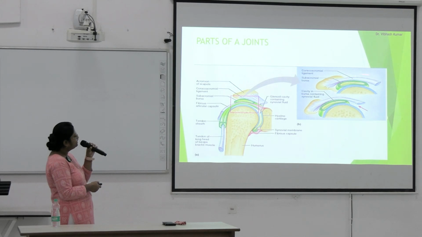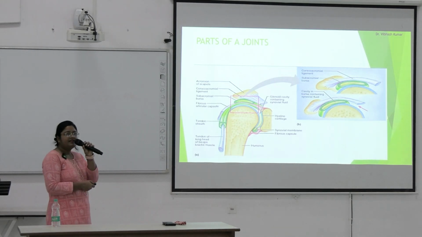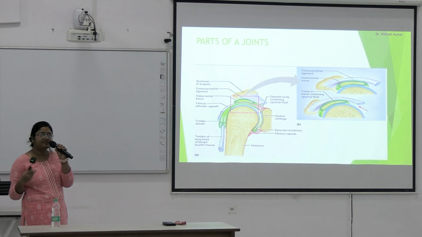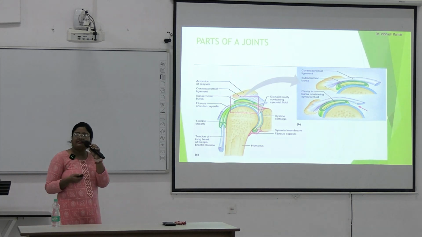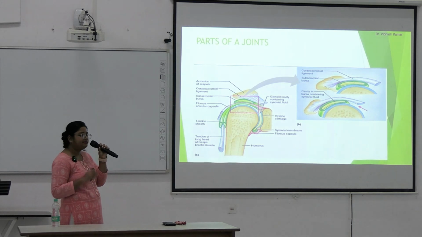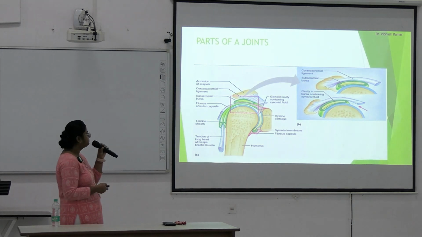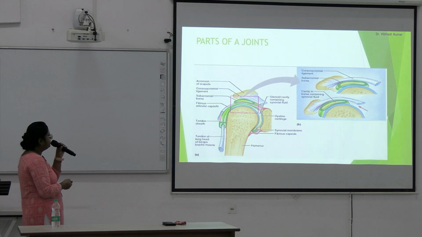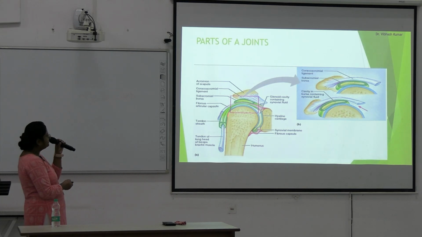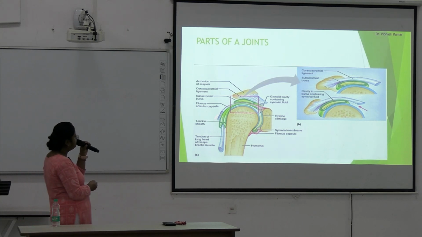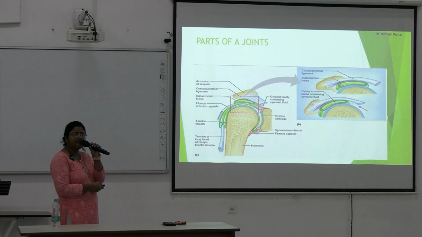See here, another bursa has been shown. This is the subacromial bursa, lying below the acromial process, preventing friction between the supraspinatus and the acromial process. Here the long head of biceps brachii has been shown. See, this synovial membrane is extending along with the tendon to prevent friction. Here it is forming a tendon sheath.